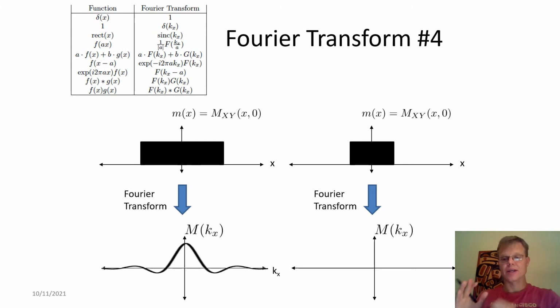Now, what happens if we take this rect function and we shrink it? In this case, we're going to use this scaling identity. What this basically says is that if we shrink our function in one domain, when we take the Fourier transform, it actually stretches out that function. Sometimes this is referred to as the "more is less" transform identity.